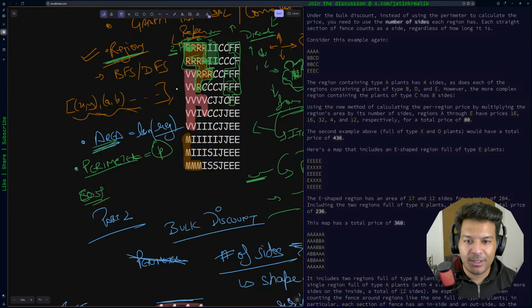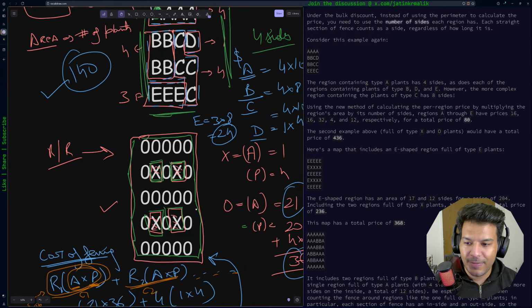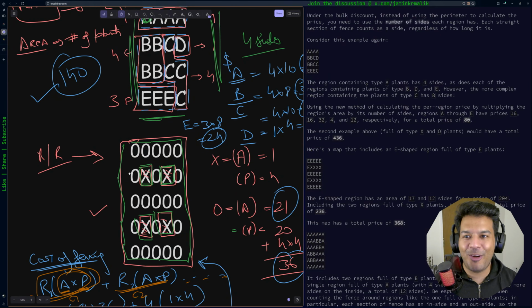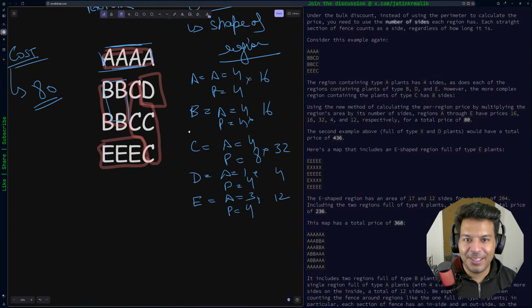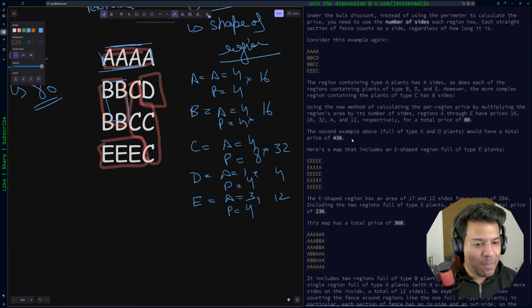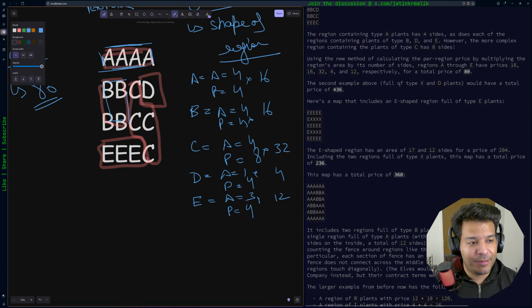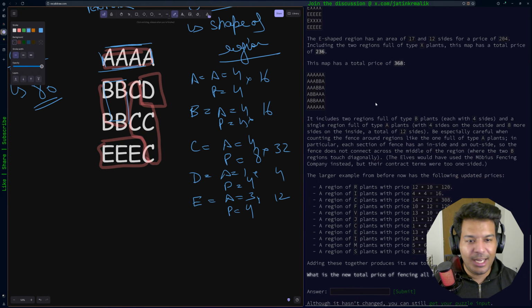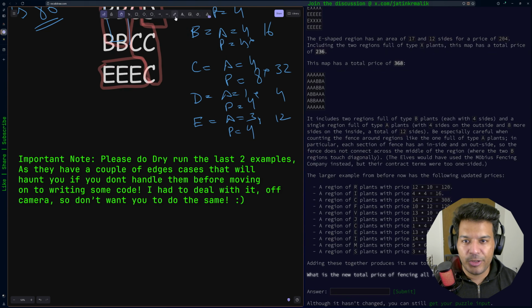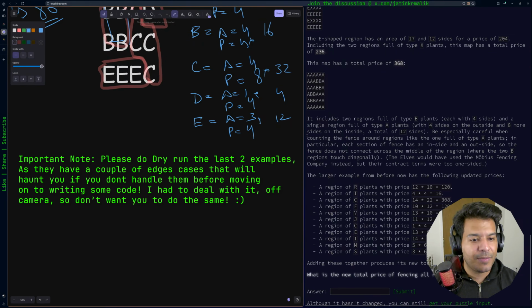And I'm just curious to see, is it cost effective? Yeah, it seems like it used to be 140. So elves definitely are saving some money in the bulk discount. And similarly, in the second example above, the XNO's plant, they would have a total price of 436. And in the E-shaped region, that has an area of 12 and 4. And I think they have just explained that. It's fine. I'm going to skip over that in the interest of time because we have built the base logic in part 1.